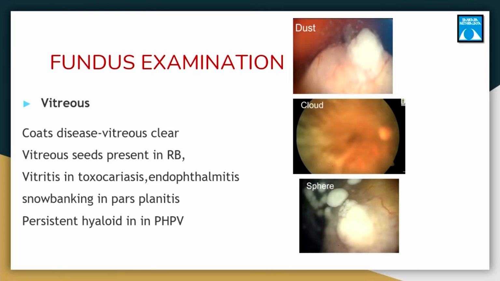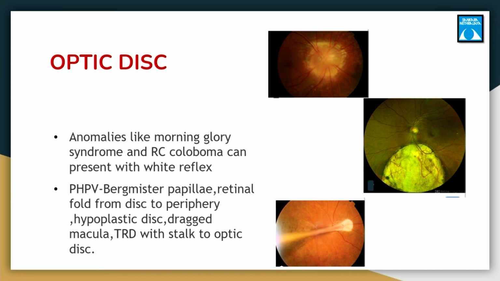One is the dust type, the next is the cloud type, and the third is the spear type. And in pars planitis, we have the characteristic snowbanking, and persistent hyaloid is noted in PHPV. So optic disc, what are the anomalies which present as leukocoria? Morning glory syndrome can present with leukocoria. Retinochoroidal coloboma also can present with leukocoria.